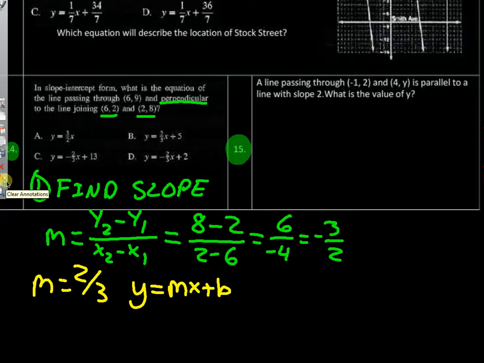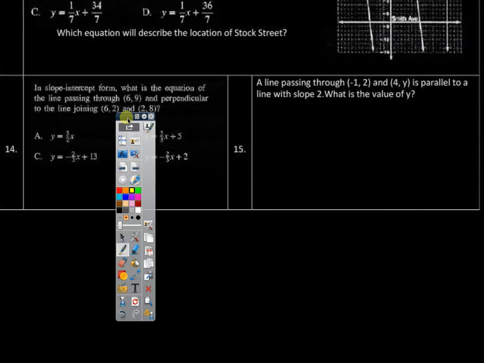Make sure you pause it at this point to see all that, and then copy it down feverishly without understanding any of it. All right. Now, last part. It says this. A line passing through negative 1, 2 and 4, y is parallel to a line with slope 2. What is the value of y? So we've got parallel slope. It's parallel to a line with slope of 2, meaning what? Duh, they have the same slope. Well, good. So that means the slope is 2.